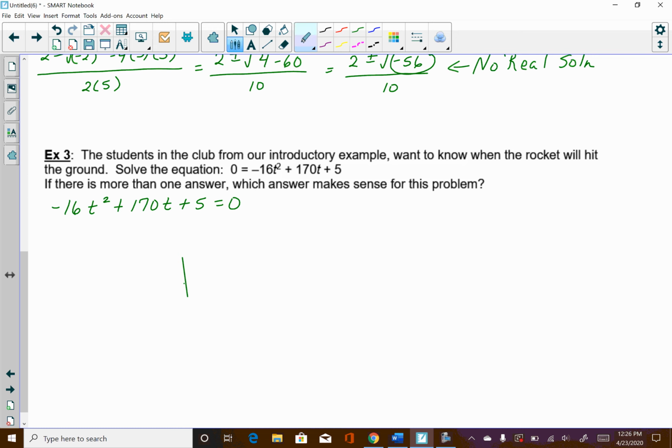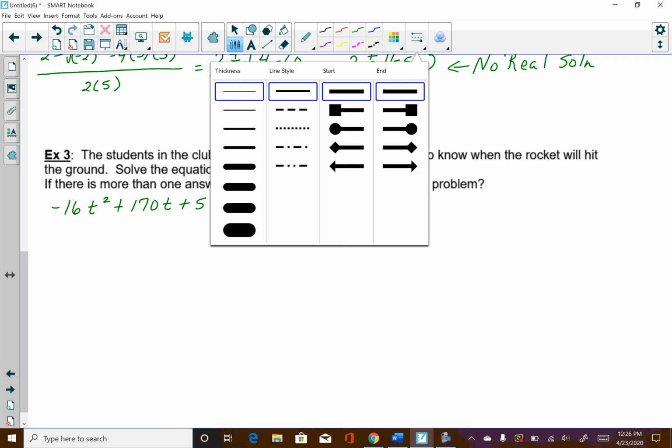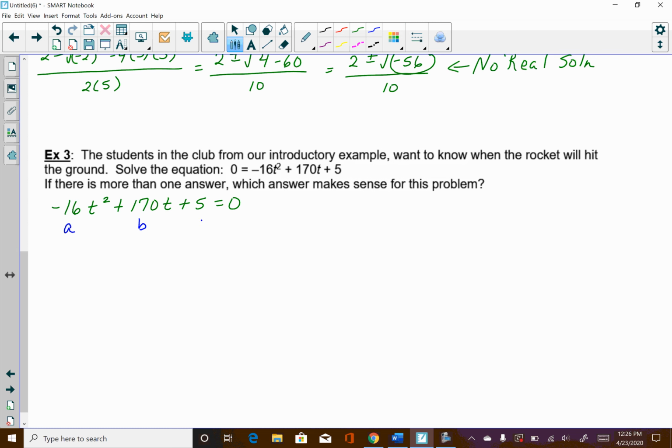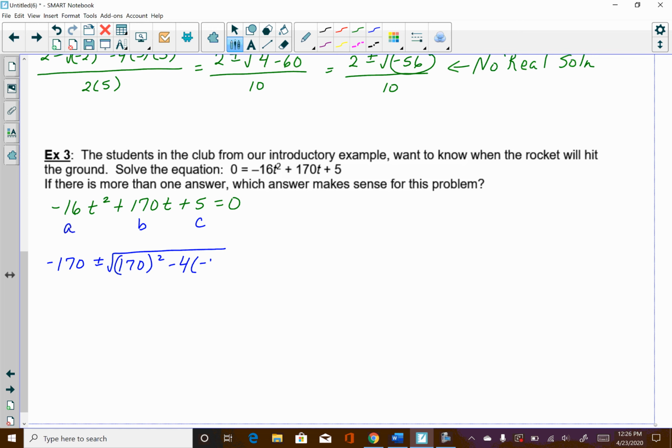Let me just erase a little mark there. Okay, and then I'm ready for my quadratic formula. Just identify here for you, here's my A, B, and C. All right, so opposite B, so I have a negative 170 plus or minus the square root of B squared. So 170 squared minus 4 times A times C, all over 2A, so 2 times negative 16.